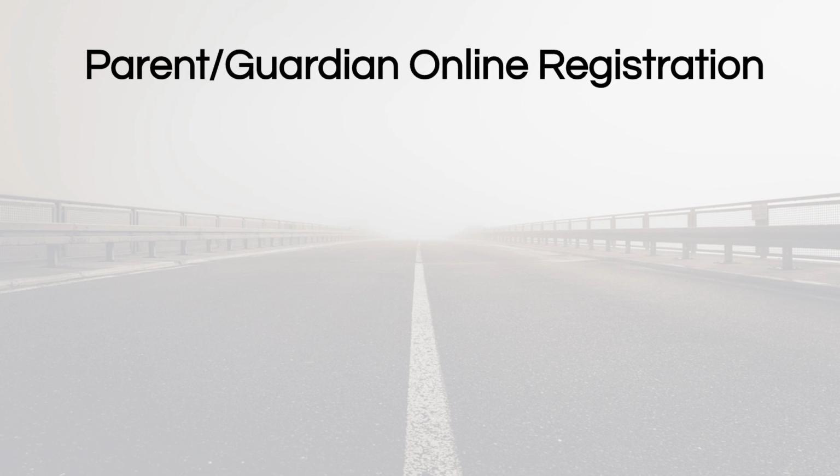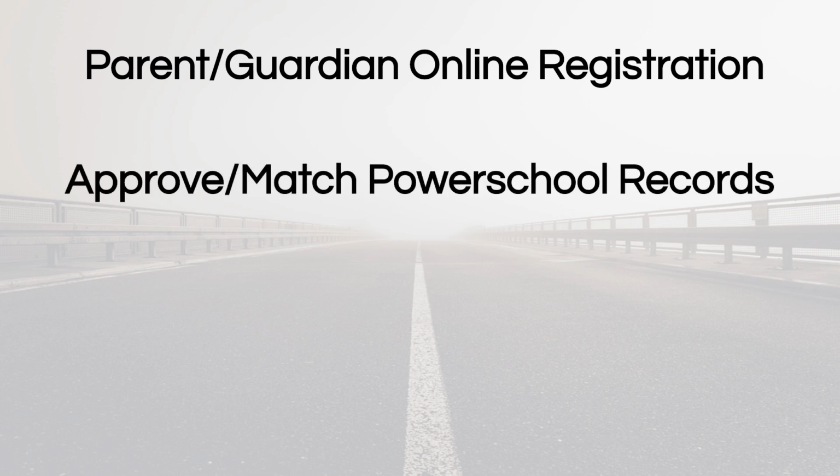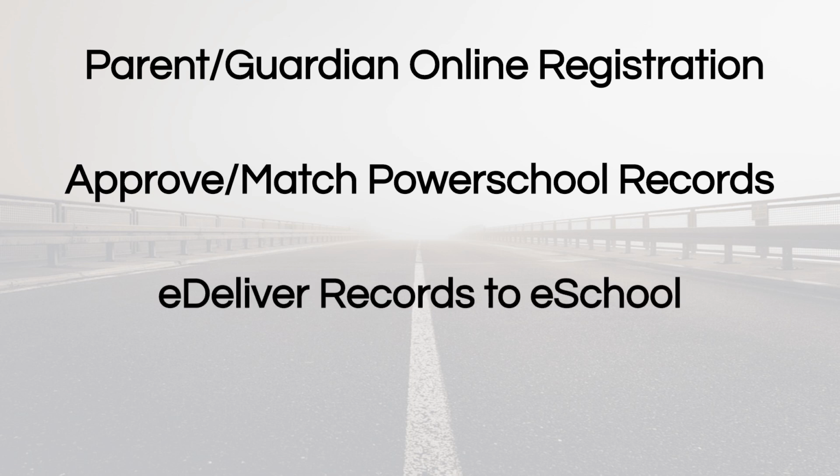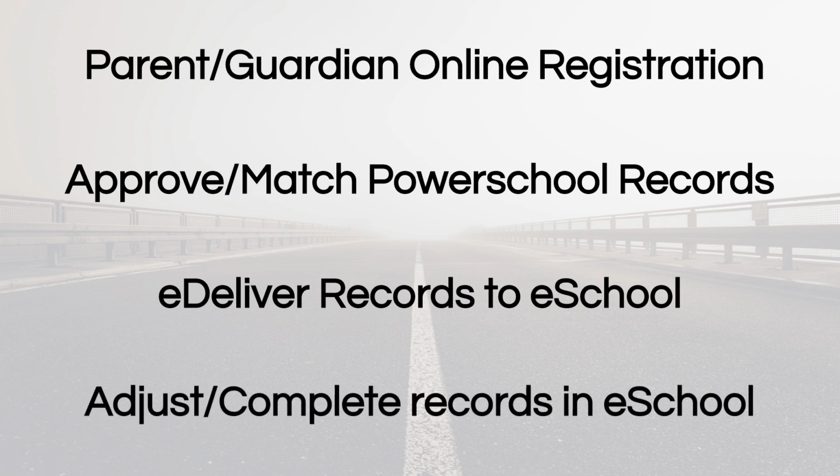First, the student's parent or guardian must complete the online registration form. Second, the registrar will approve the application and match any information from other students in the district. Third, PowerSchool will deliver the information to eSchool electronically. And finally, the registrar will double-check the records within eSchool.